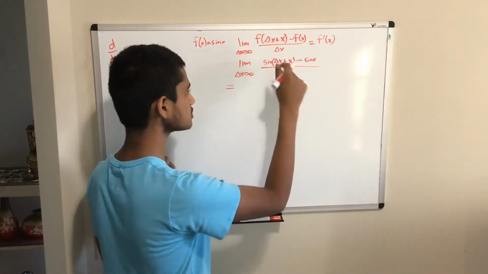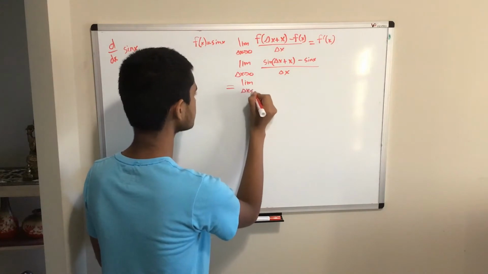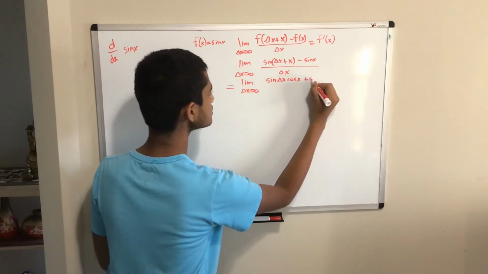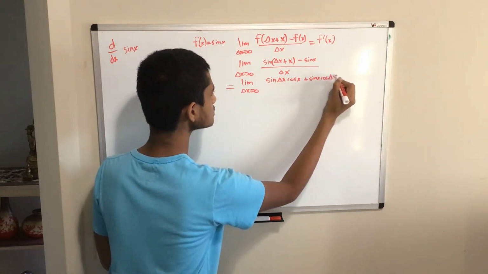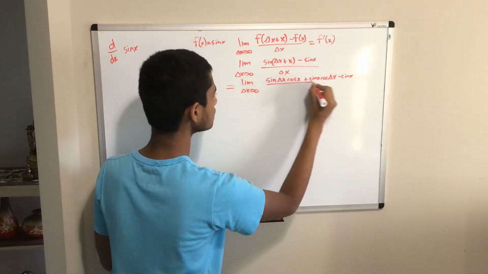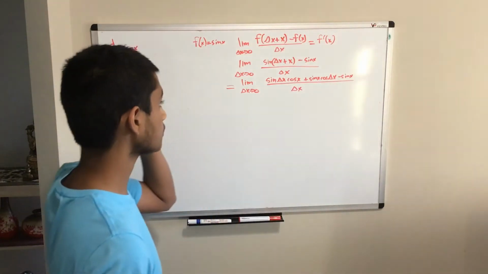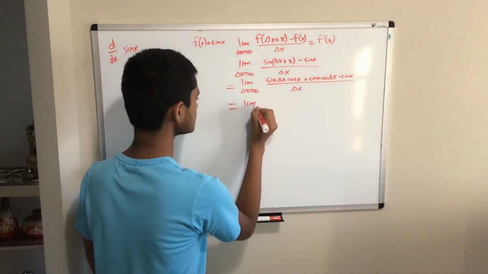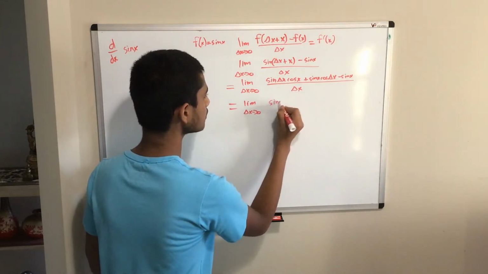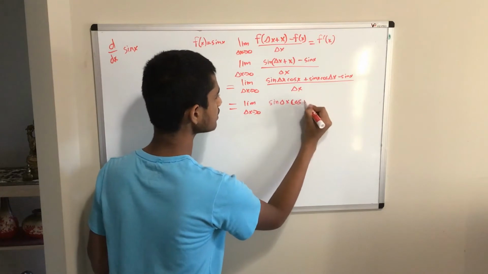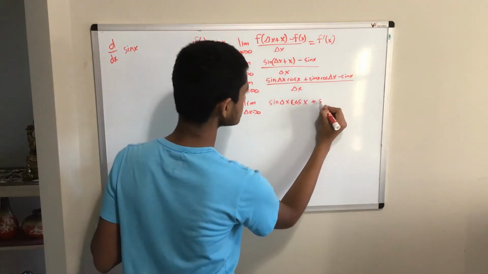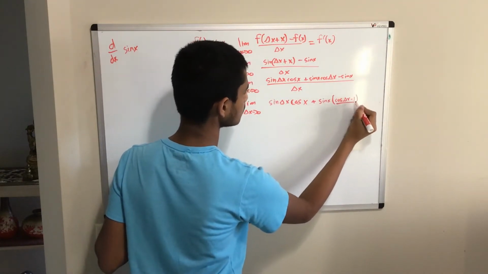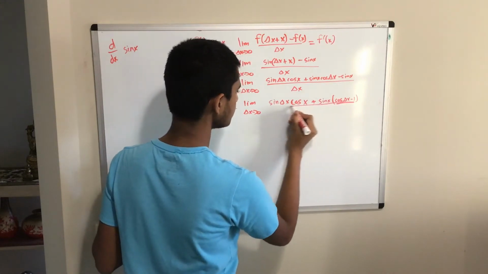And so we can rewrite this using trig identities as the limit as delta x approaches 0 of sine of delta x cosine of x plus sine of x cosine of delta x minus sine of x, all divided by delta x. And what we can do now is factor out sine of x from the top. And that leaves me with the limit as delta x approaches 0 of sine of delta x times cosine of x plus sine of x times cosine of delta x minus 1, all divided by delta x.